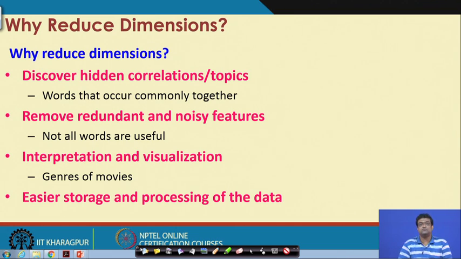And finally, of course, the application we are most interested in is if you are able to reduce the number of dimensions, then you will be able to more easily store and process the data. So, with less effort you will be able to process the data.